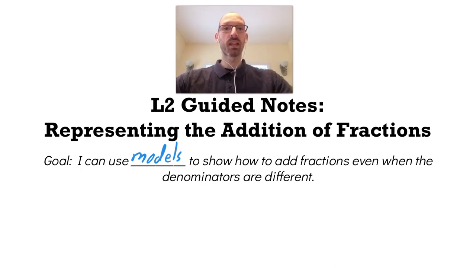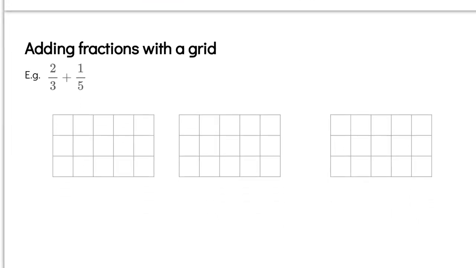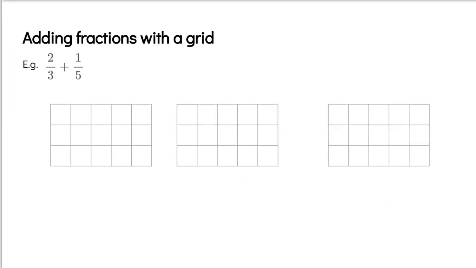Our first page says, adding fractions with a grid. Now, when I'm adding 2/3 and 1/5, I can't simply add the numerators anymore. It won't work. So I want to show you how you can use a grid to help you envision what this actually looks like. When I choose how to divide up my grid, I'm going to take those thirds and divide one side up into thirds.